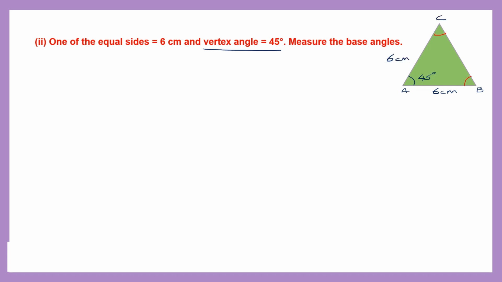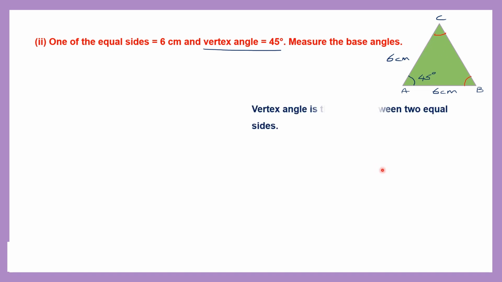A, B, C. So now what do we have? We have AB equal to 6 centimeters and AC equal to 6 centimeters. The vertex angle is 45 degrees. It is in between the two equal sides. Now we have to find out the base angles measurement, angle B and angle C.